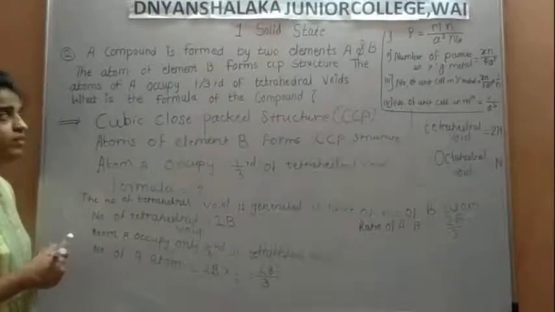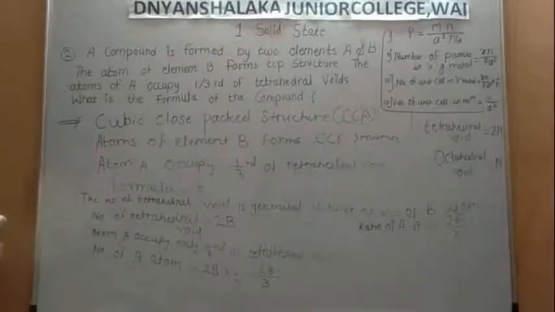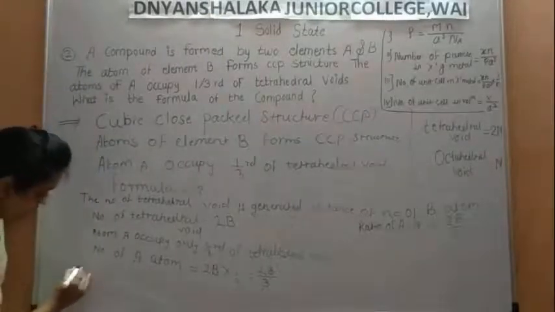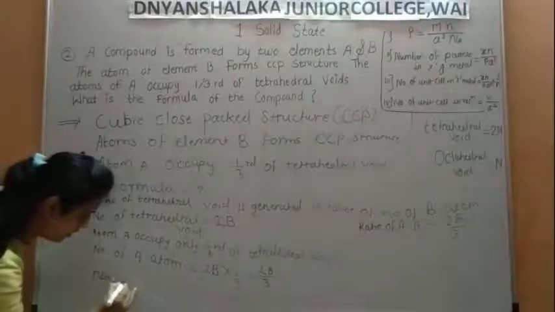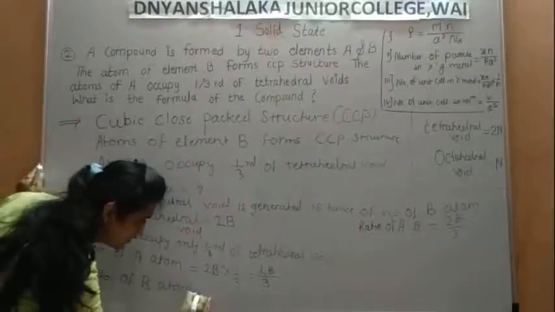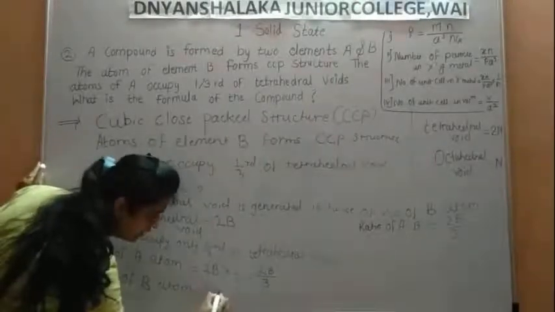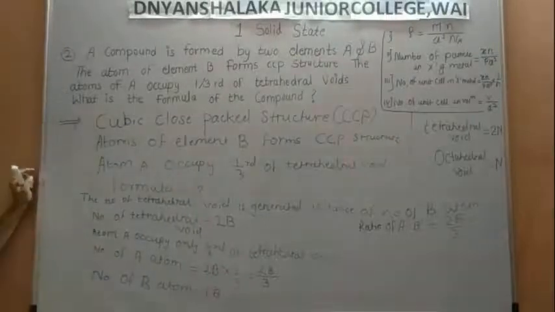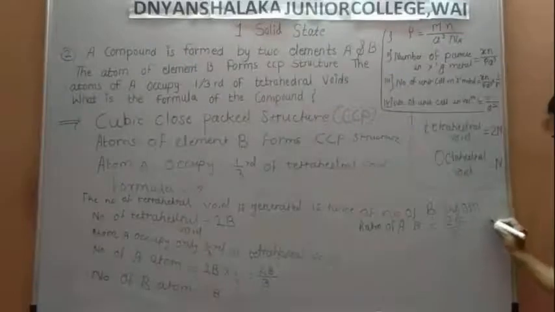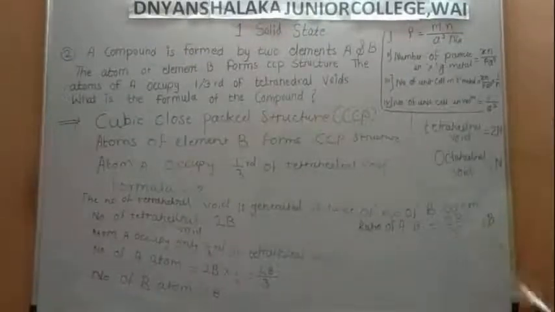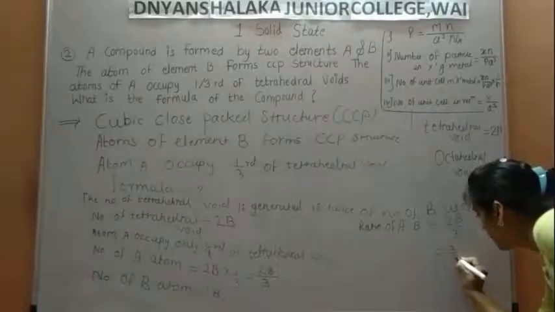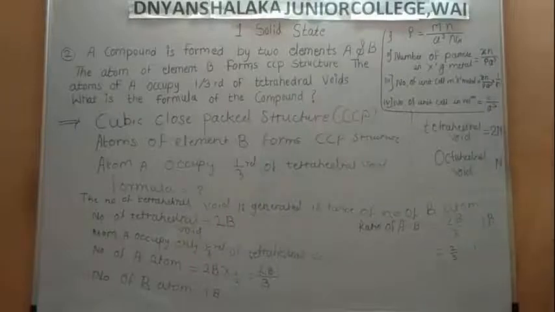And next, the octahedral void is half of the tetrahedral void. So the number of B atoms is half of the tetrahedral voids, means only half, which is 1B. So the ratio is like this, 2 upon 3 as to 1.